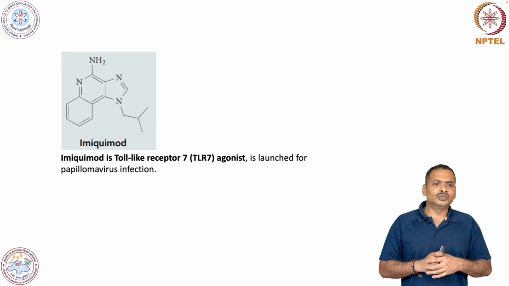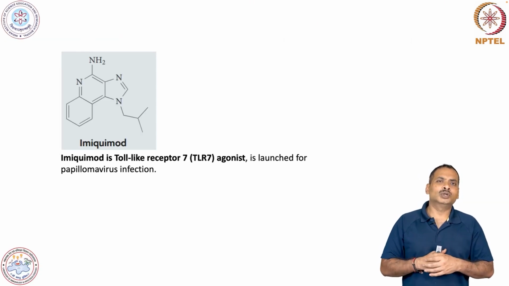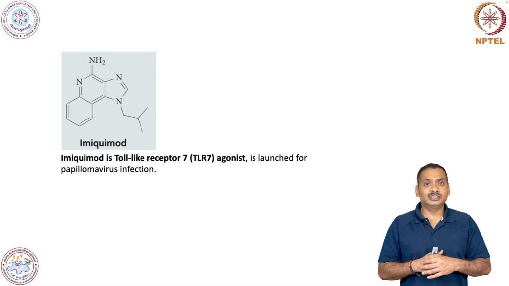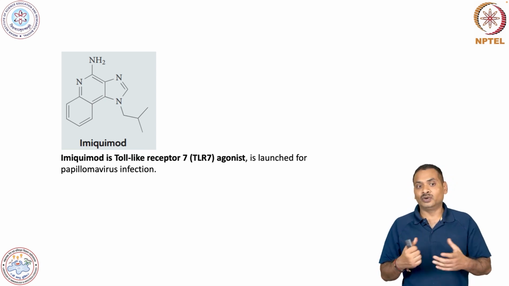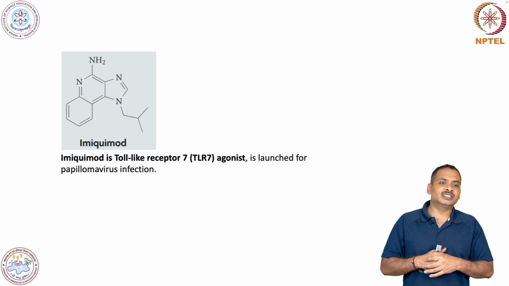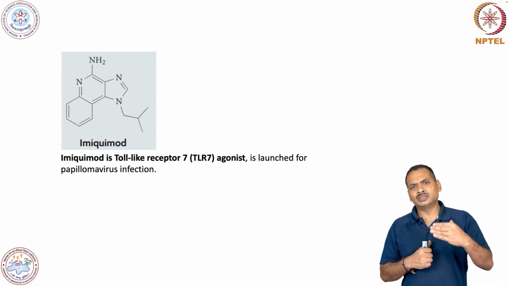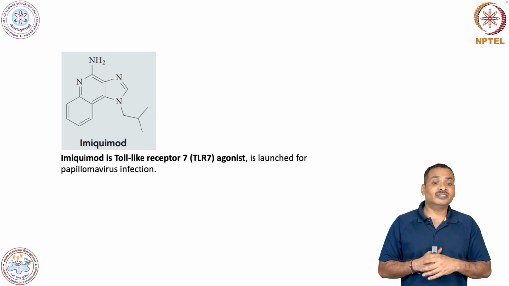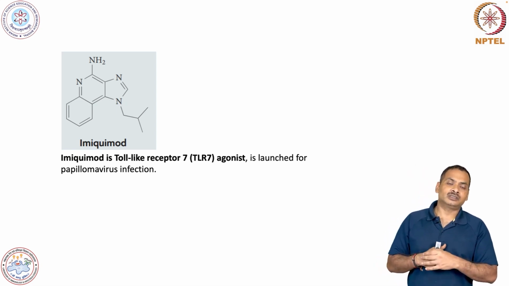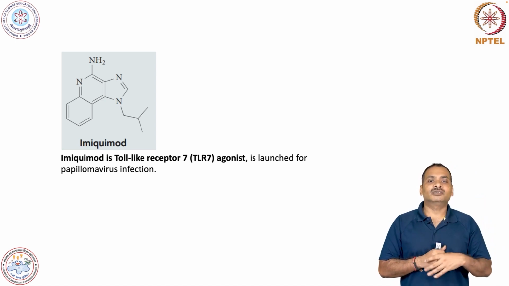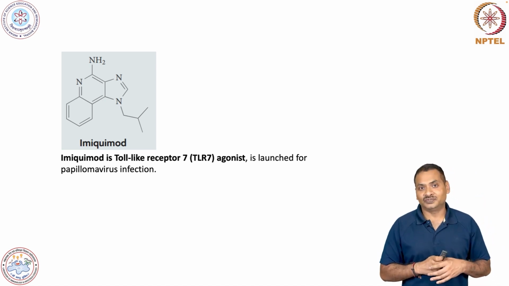Now I will move to some molecules which can be used in infectious disease. It could be bacterial, it could be viral. Here you can see that there is one molecule known as imiquimod. This is basically a TLR7 ligand, and it's an agonist. Okay, it potentiates the TLR7 mediated signaling pathway, and this is used against papilloma virus infection.